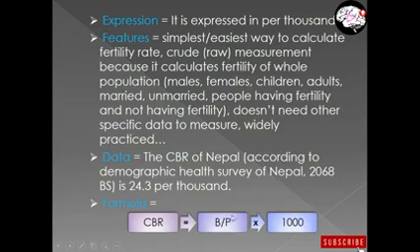P means population, and population here means mid-year population. So what is mid-year population? We have to know about this. Can anybody guess? Simply, mid-year population means the population in the middle of the year.